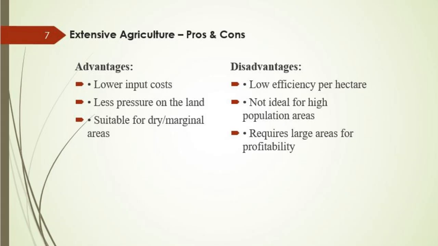Disadvantages of extensive agriculture. 1. Low efficiency per hectare. The amount produced from each hectare is usually low. 2. Not suitable for high population areas. It cannot always produce enough food where many people depend on limited land. 3. Requires large areas. Farmers need large farms to make enough profit.